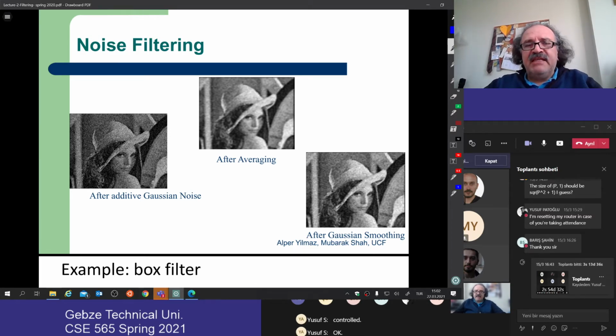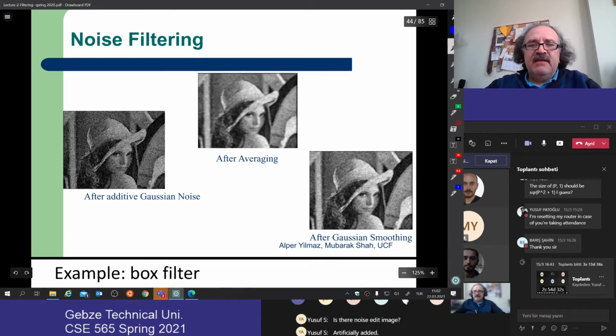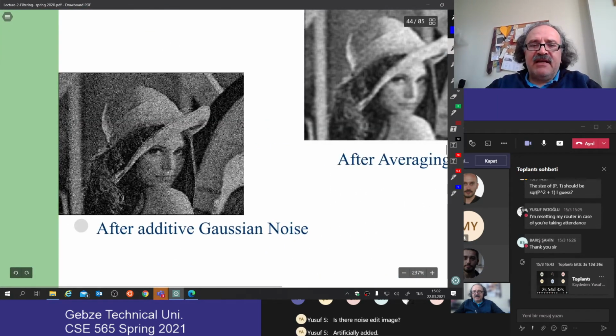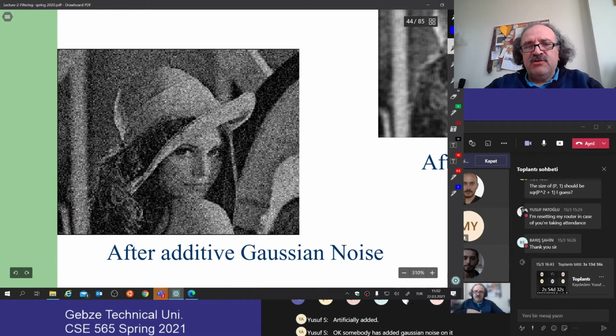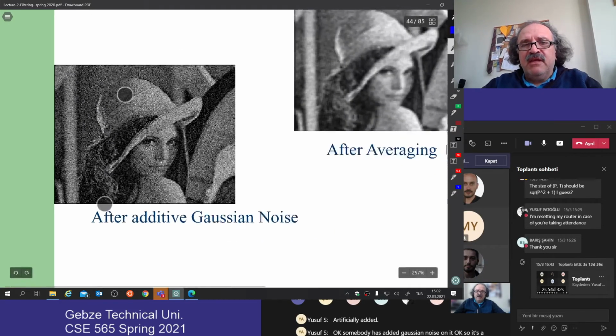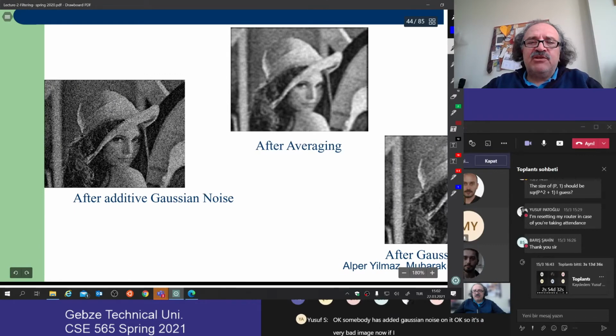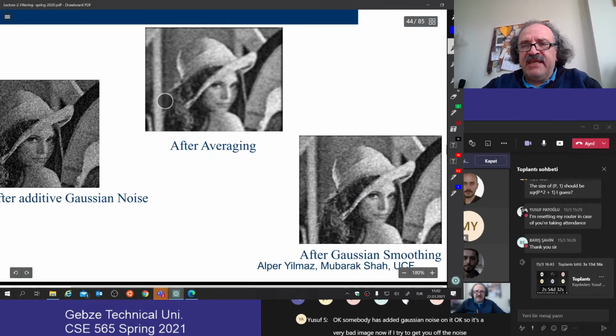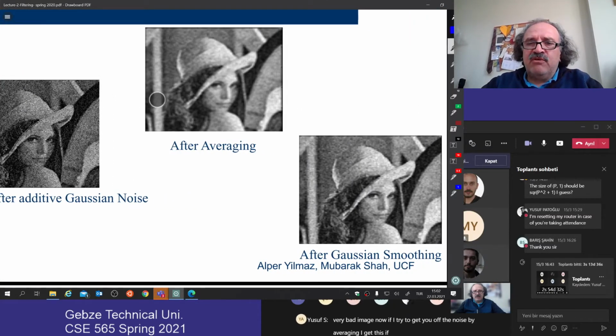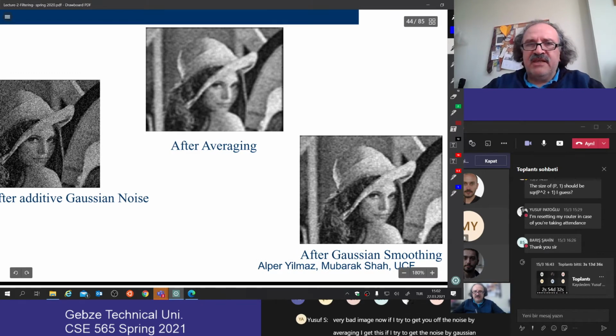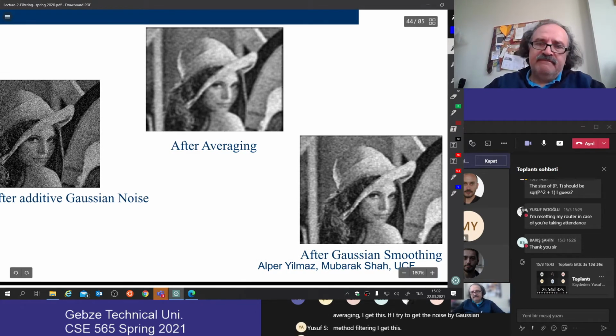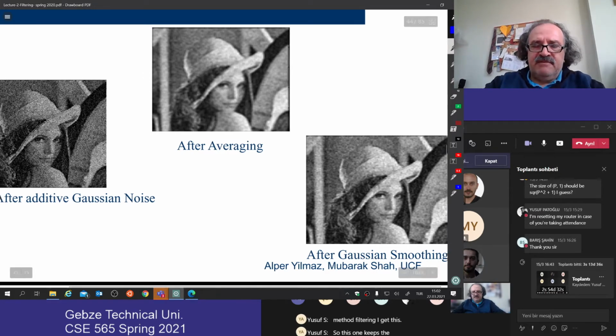This is a noise-added image, artificially added. Somebody has added Gaussian noise on it, so it's a very bad image now. If I try to get rid of the noise by averaging, I get this. If I try to get rid of the noise by Gaussian filtering, I get this. So this one keeps the details better.